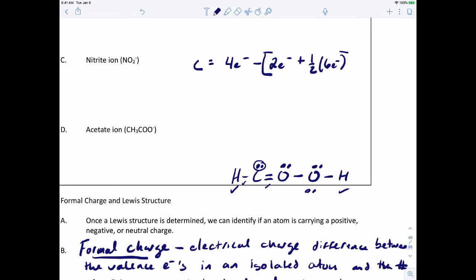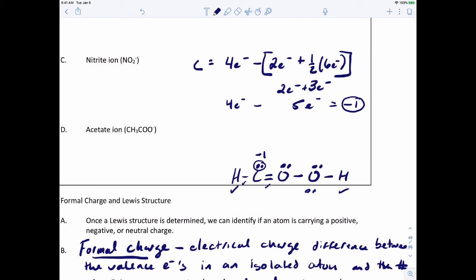All right. So already we know that half of 6 is going to be 3 electrons. So everything inside this bracket, 2 plus 3, that should be 5. Okay. So that means we have 4 electrons minus 5. The charge on carbon is going to be a -1. So that means that the carbon is going to carry a -1 charge.